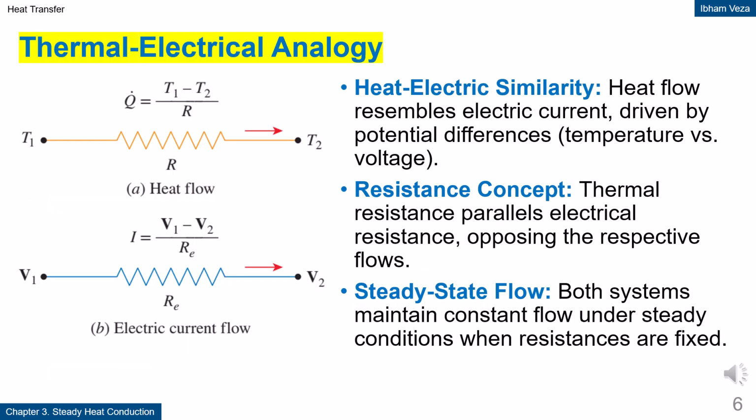Thermal electrical analogy. Heat flow can be analogized to electric current that flows due to a potential difference. In thermal systems, temperature difference plays the role of voltage difference. Thermal resistance acts like an electrical resistor that opposes the flow. The relation Q equals (T1 minus T2) divided by R is similar to I equals (V1 minus V2) divided by R. This analogy is very useful for building complex thermal resistance networks.